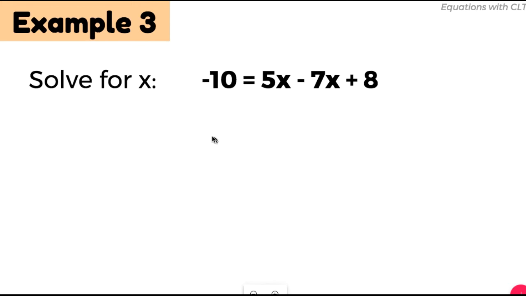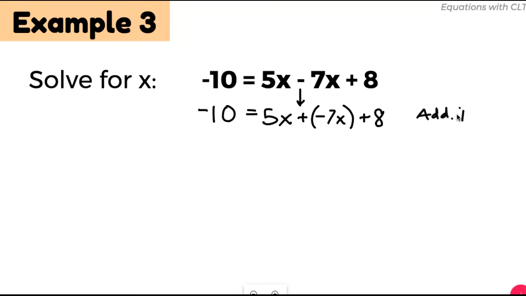Look at another example. Remember, our first step is to simplify. So I'm going to recopy. Because I have subtraction here, I need to handle that. First term stays the same. Subtraction becomes addition. The next term becomes the opposite. So I get negative 10 equals 5x plus negative 7x plus 8. That's the additive inverse. Now I don't have to commute anything because my x's are together right here.